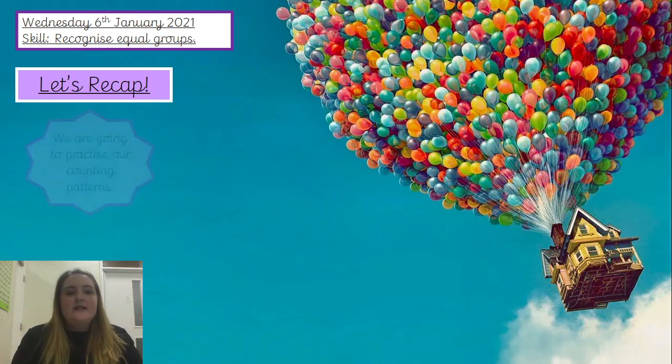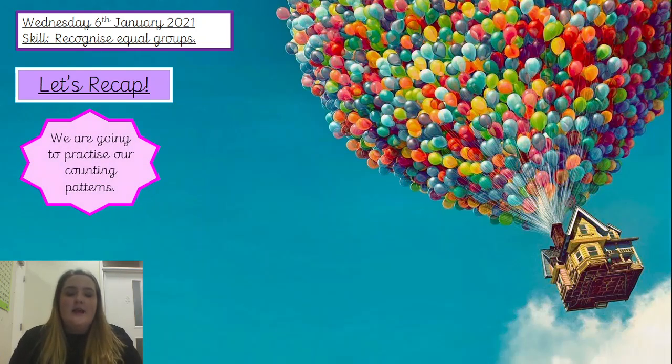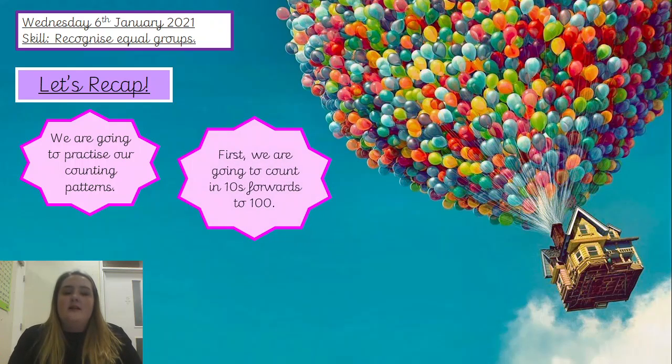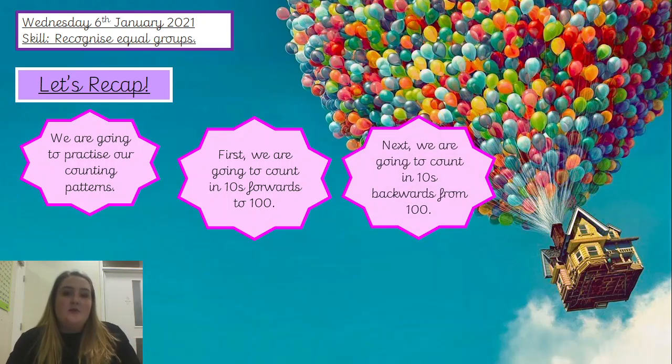Okay, so first of all then we are going to recap our counting patterns. The first thing I'd like you to do is count with me in tens forwards to 100. So 10, 20, 30, 40, 50, 60, 70, 80, 90, 100. Okay, well done. Now we are going to make it slightly more tricky, and we are going to count back in tens from 100. So 100, 90, 80, 70, 60, 50, 40, 30, 20, 10 and 0.